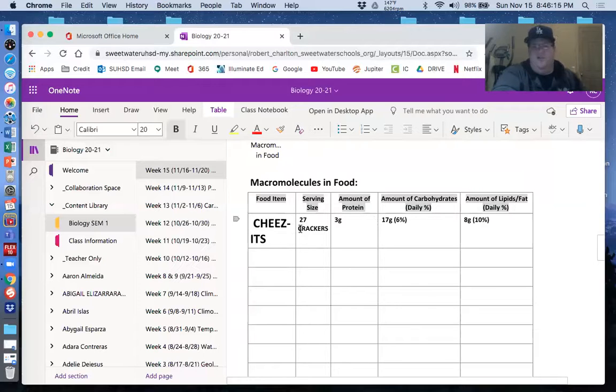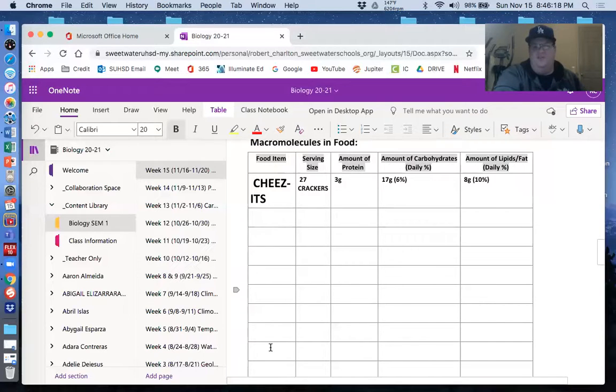So what you need to do is find 16 items. Could be snacks, could be rice, pasta, sauces, whatever you find in the kitchen. Drinks will work. Even if you put water, it will be basically zeros across the board. It has no protein, no carbs, no fat. Anything you eat or drink, anything you consume as you are a consumer, right? Okay, so let me show you how to look this stuff up.